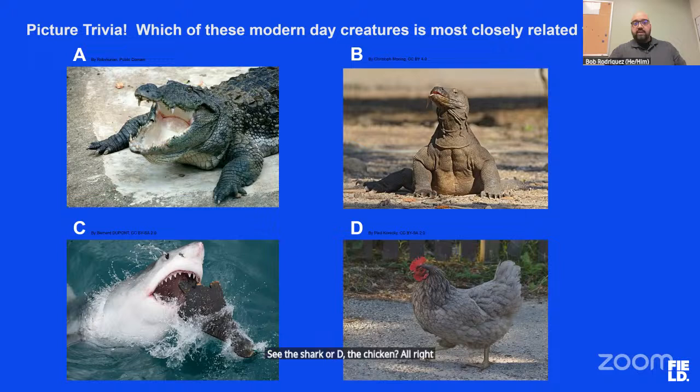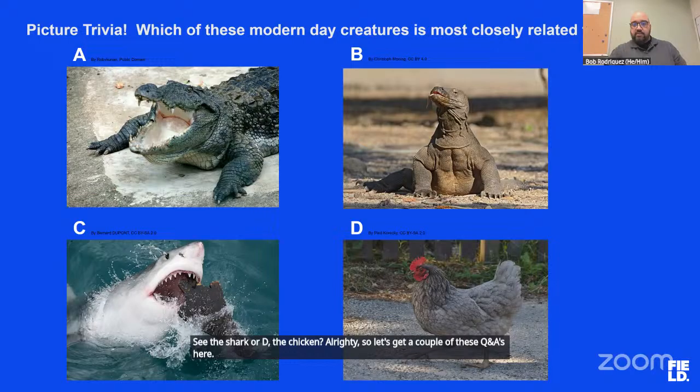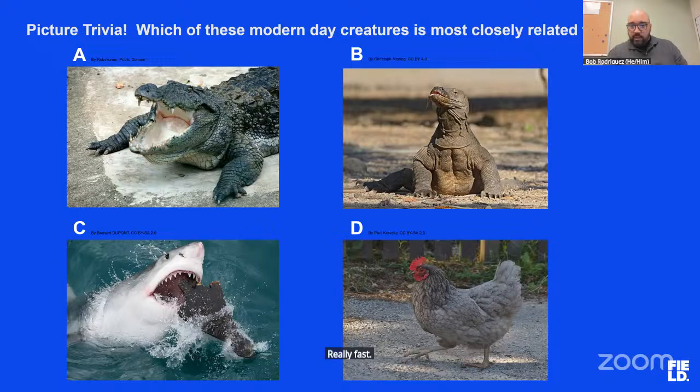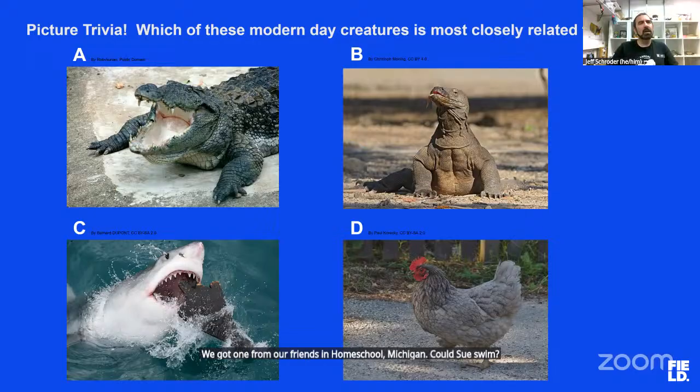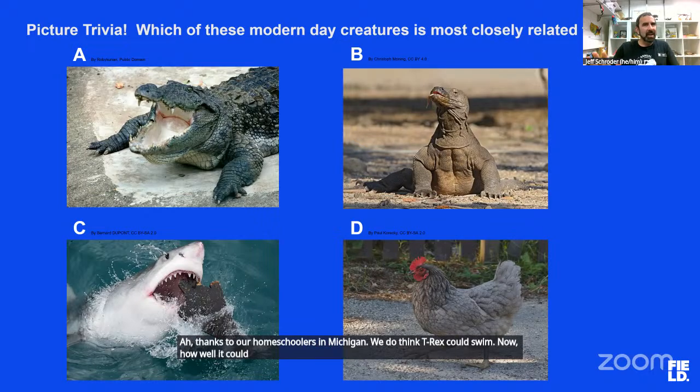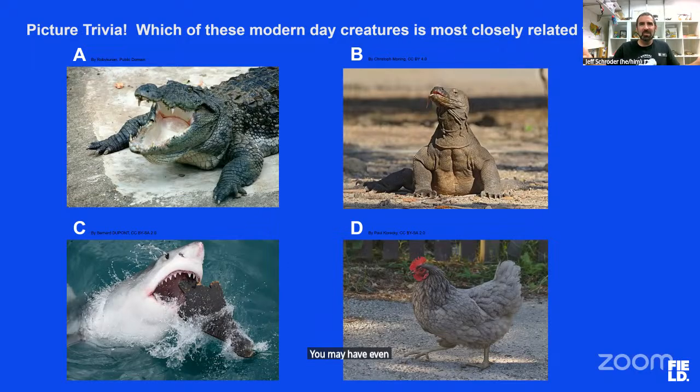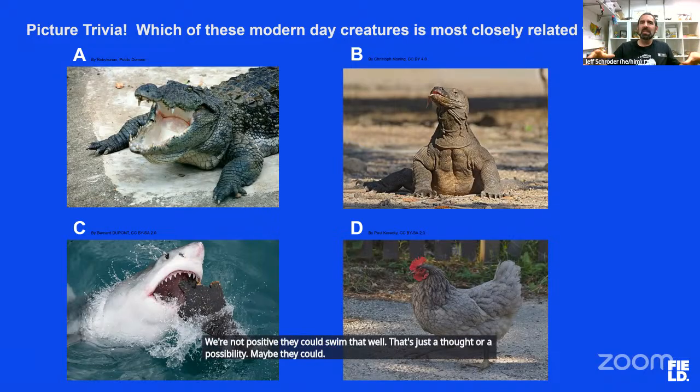Alrighty. So let's get a couple of these Q&As here really fast. Here we go. We got one from our friends in homeschool, Michigan. Could Sue swim? Thanks to our homeschoolers in Michigan. We do think T-Rex could swim. Now, how well it could swim is still kind of up in the air. You may have even seen a recent documentary that shows T-Rexes swimming across a huge expanse of water. We're not positive they could swim that well. That's just a thought or a possibility. Maybe they could. But T-Rexes could at least get across a river.